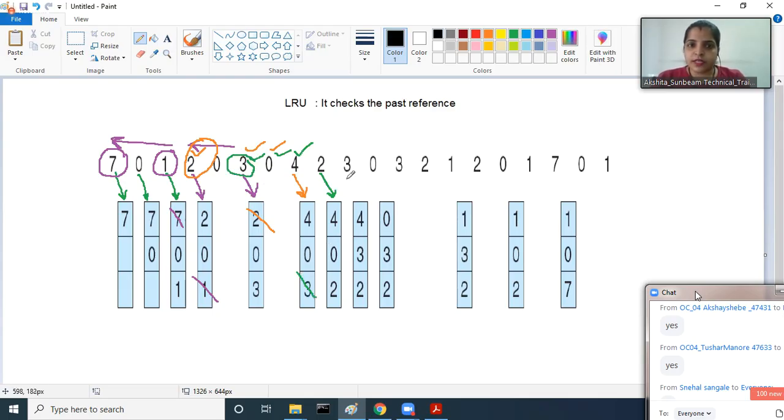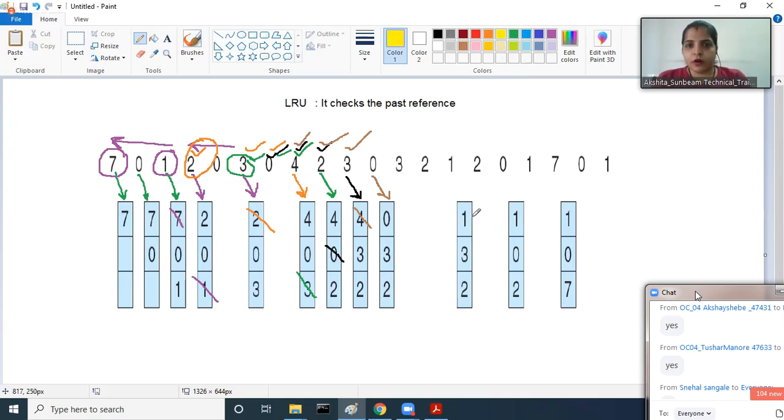Next page, 3 has come. What is the current scenario? 4 is here, 0 is here, 2 is here. Who is the least recently used in the past? 0. So replace the 0 with 3. Again, 0 I have to load. What is the current scenario? 4, 3, 2. 4 is here, 3 is here, 2 is here. Which is the least recently used? 4 is the least recently used. That is replaced with 0. 3 already present, 2 already present.